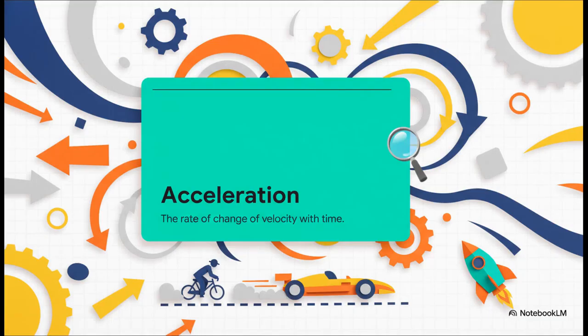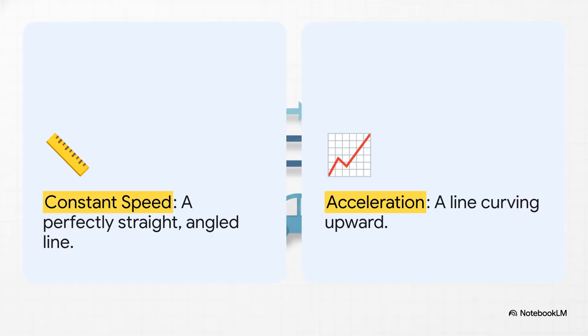That concept is acceleration. Acceleration is defined as the rate of change of velocity with time. Simply put, it's that literal physical feeling of speeding up, slowing down, or changing direction over time. Just like velocity was the rate at which your position changed, acceleration is the rate at which your velocity changes. And I want you to notice how brilliantly this difference shows up on a graph.